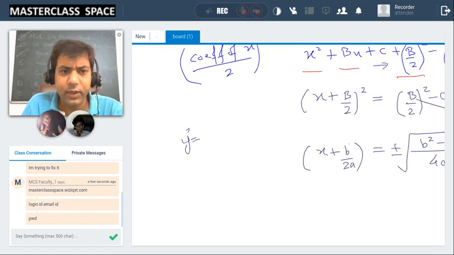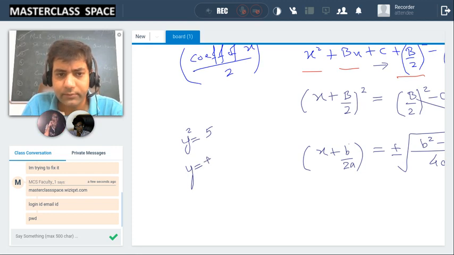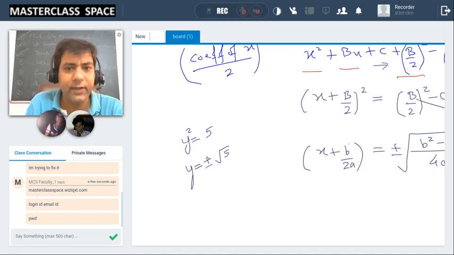For example, something like this, my dear friends. If I take y square equal to 5, then y is equal to what? Root 5. Plus minus root 5, because it can be minus also. Minus root 5 square is also 5, plus root 5 is also 5. The same thing we have done.